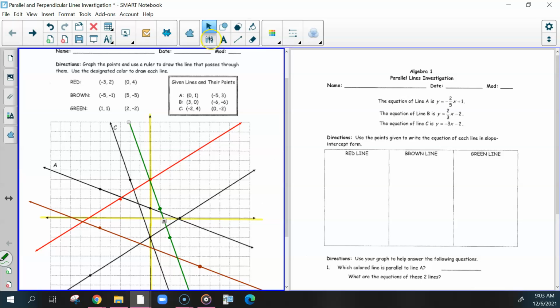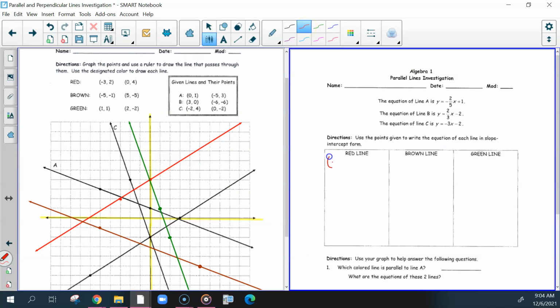So I'm going to, because my graph may not be that accurate, I'm going to count the slope from this. If any point gave me a y-intercept, I'll use that. But other than that, I'll use my point slope to find my slope-intercept. So for my red line, I'm going to rewrite the points that were given. -3, 2, and 0, 4. This is on the next page.